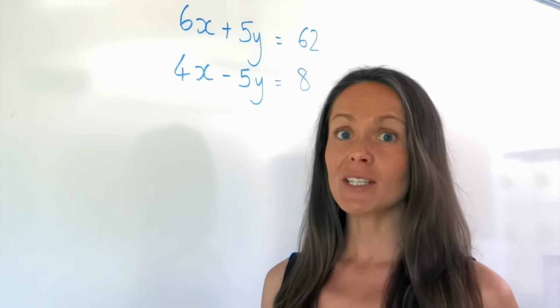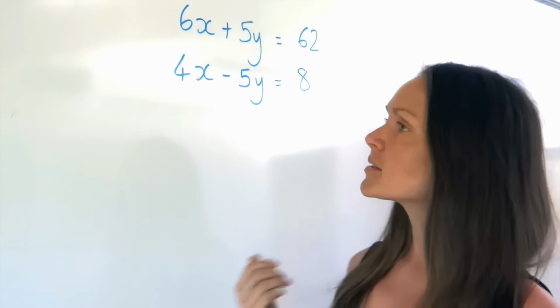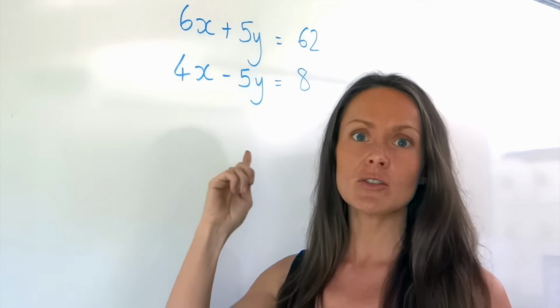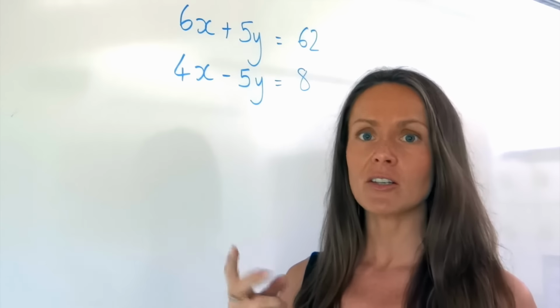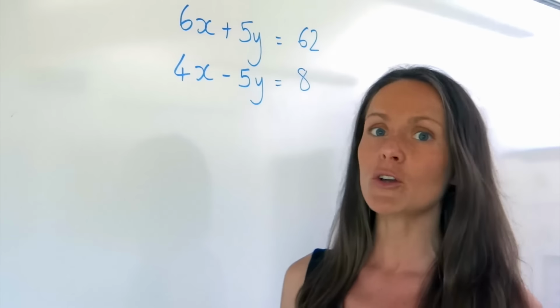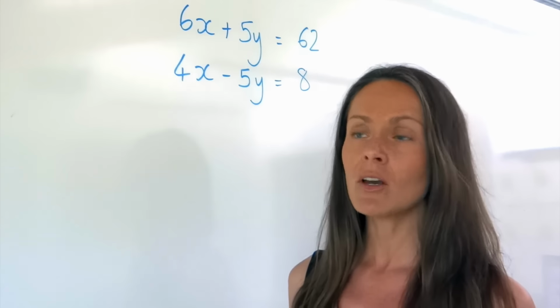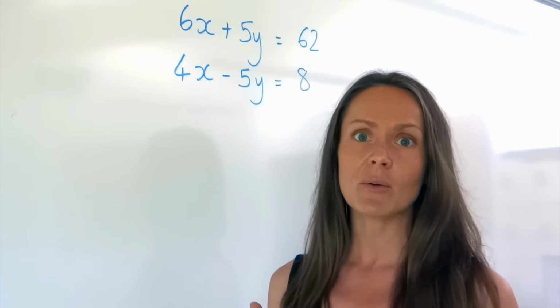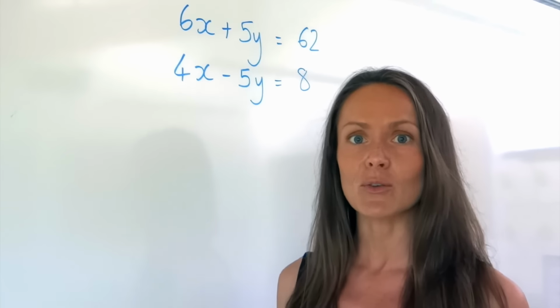I'm going to show you how to solve simultaneous equations. Simultaneous equations is just using two equations to find two unknowns, for example, x and y. And today I'm going to show you a method called elimination, where we add or subtract the equations together to find either x or y.